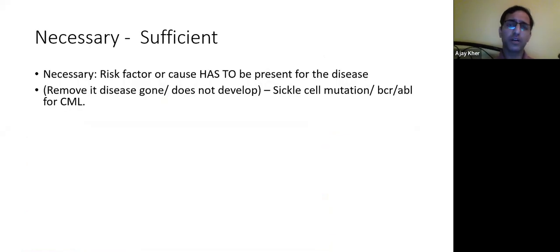Now we'll talk a little bit about necessary and sufficient. So what necessary means is that a risk factor or a cause has to be present for the disease. So if you remove it or if it is not there, then the disease cannot develop. So whether it is a sickle cell mutation or BCR-ABL for CML, that is necessary for the disease. If you don't have it, you can't have the disease.